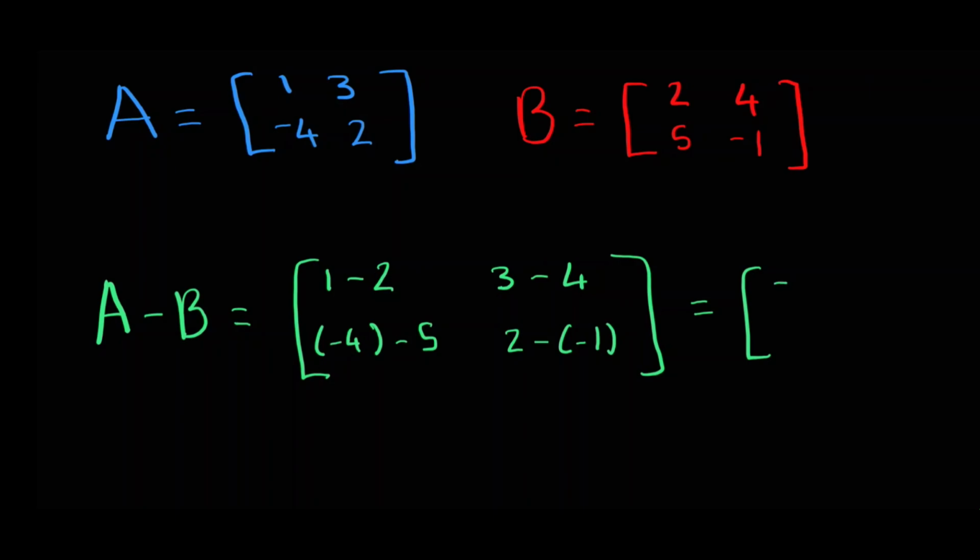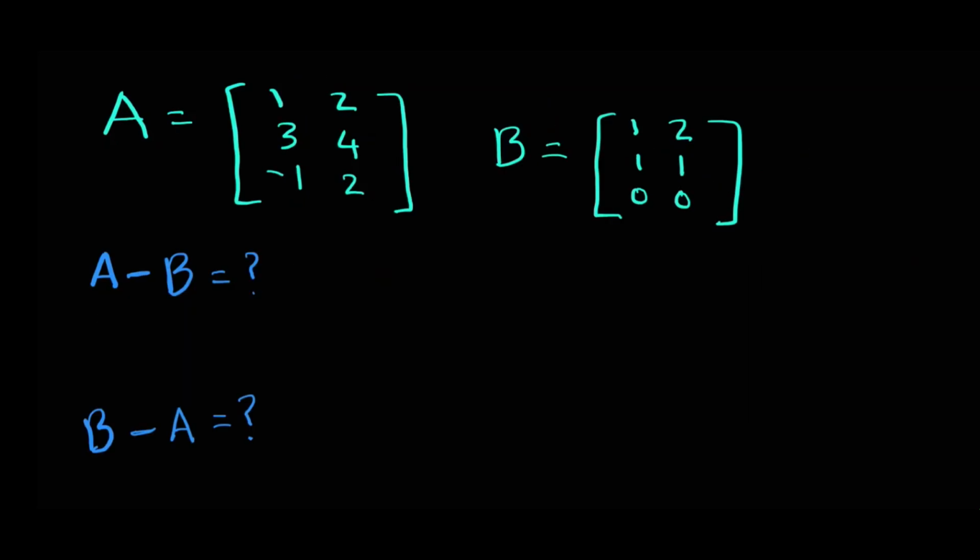And simplifying that, 1 minus 2 is -1, 3 minus 4 is -1, -4 minus 5 is -9, and 2 minus -1 is 3. So there we have A minus B. And something you might have guessed is that you can only add or subtract matrices which have the same dimensions. So as you can see, A was a 2 by 2 matrix, and B was also a 2 by 2 matrix. So that meant that we were allowed to add and subtract them. And then the result you get is also going to be a 2 by 2 matrix. It's going to have the same dimensions as A and B.